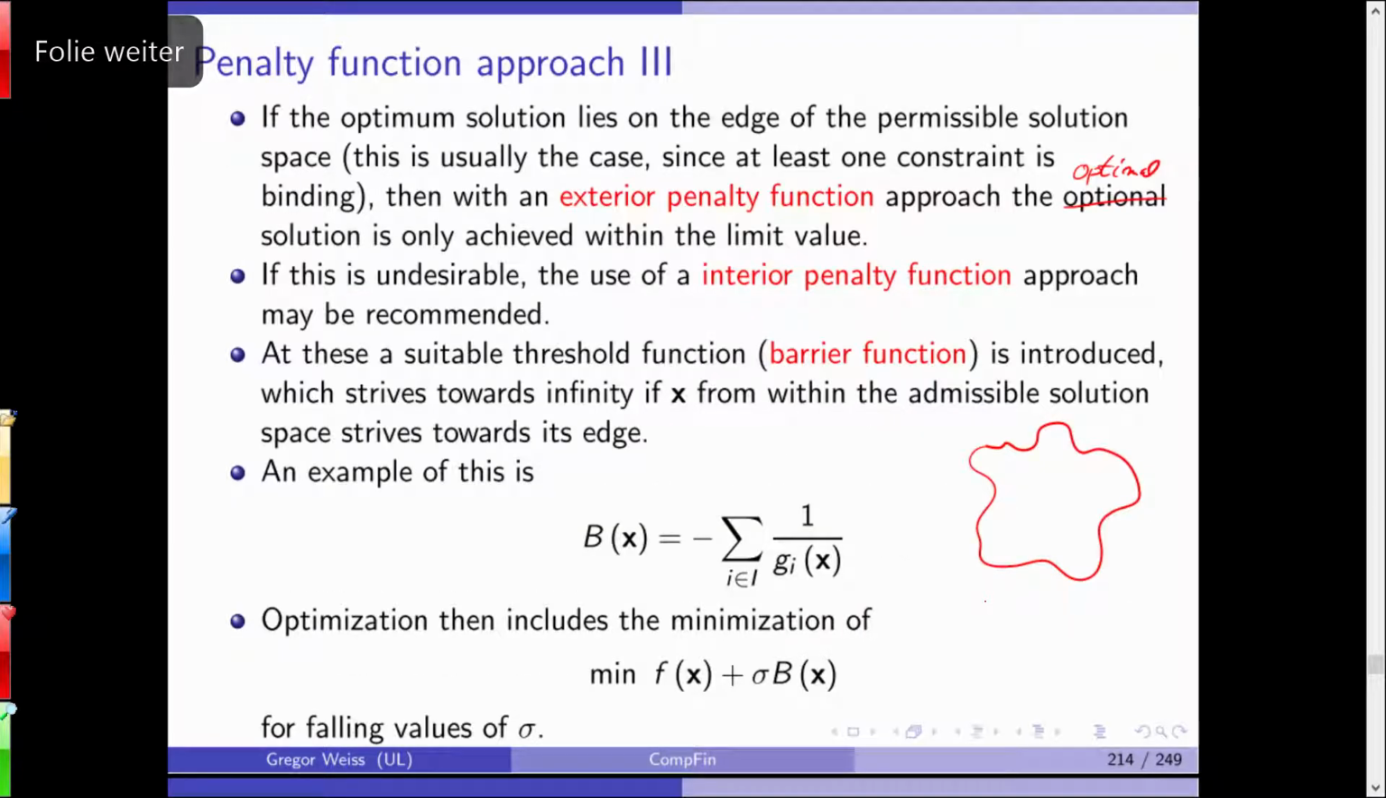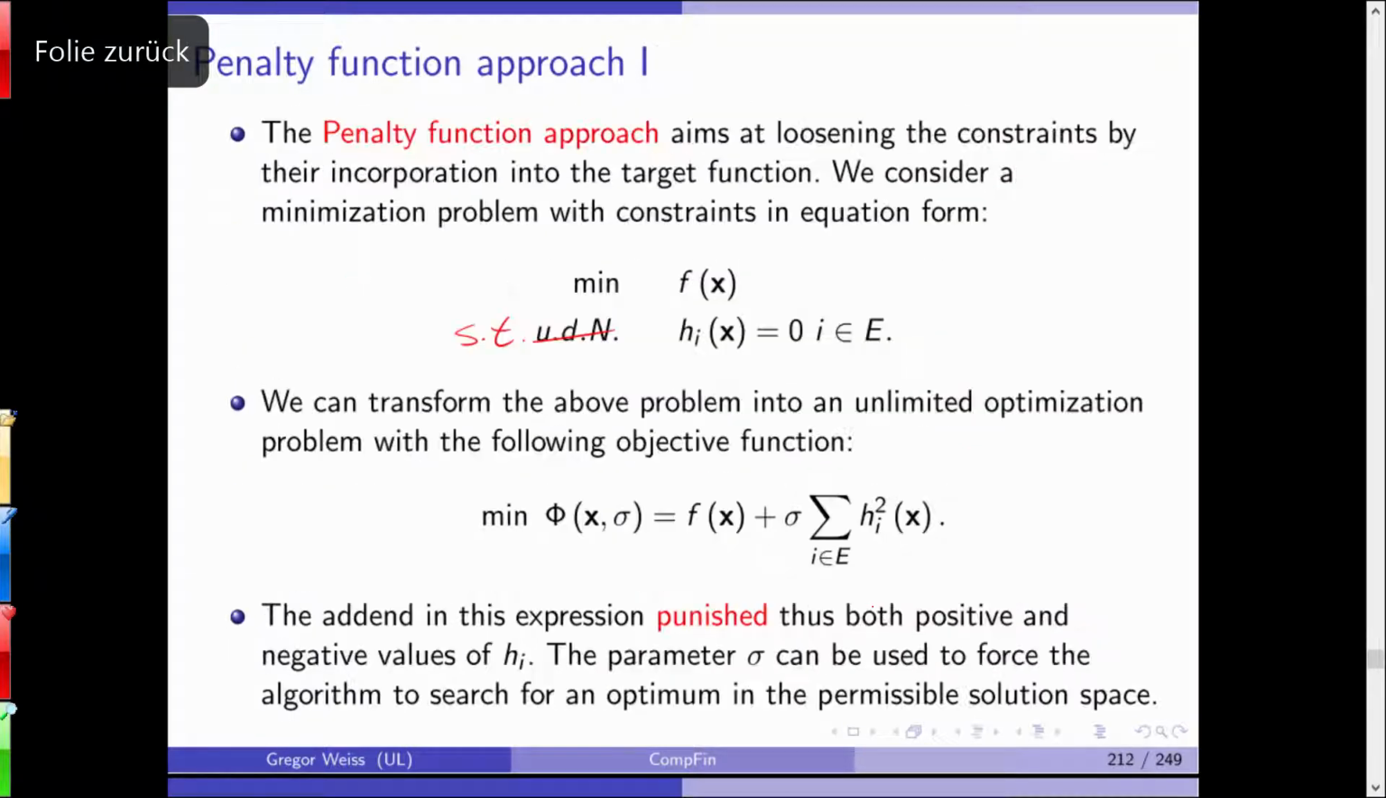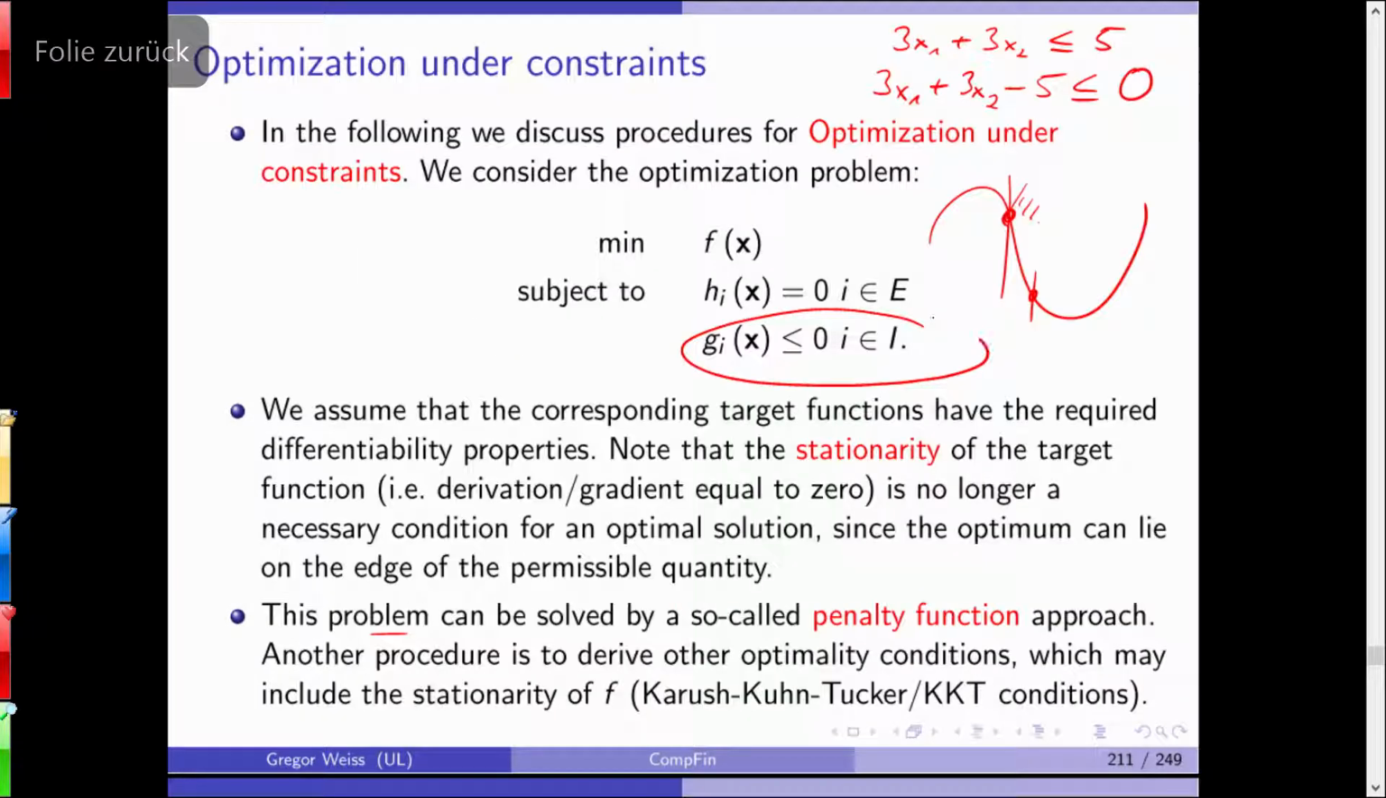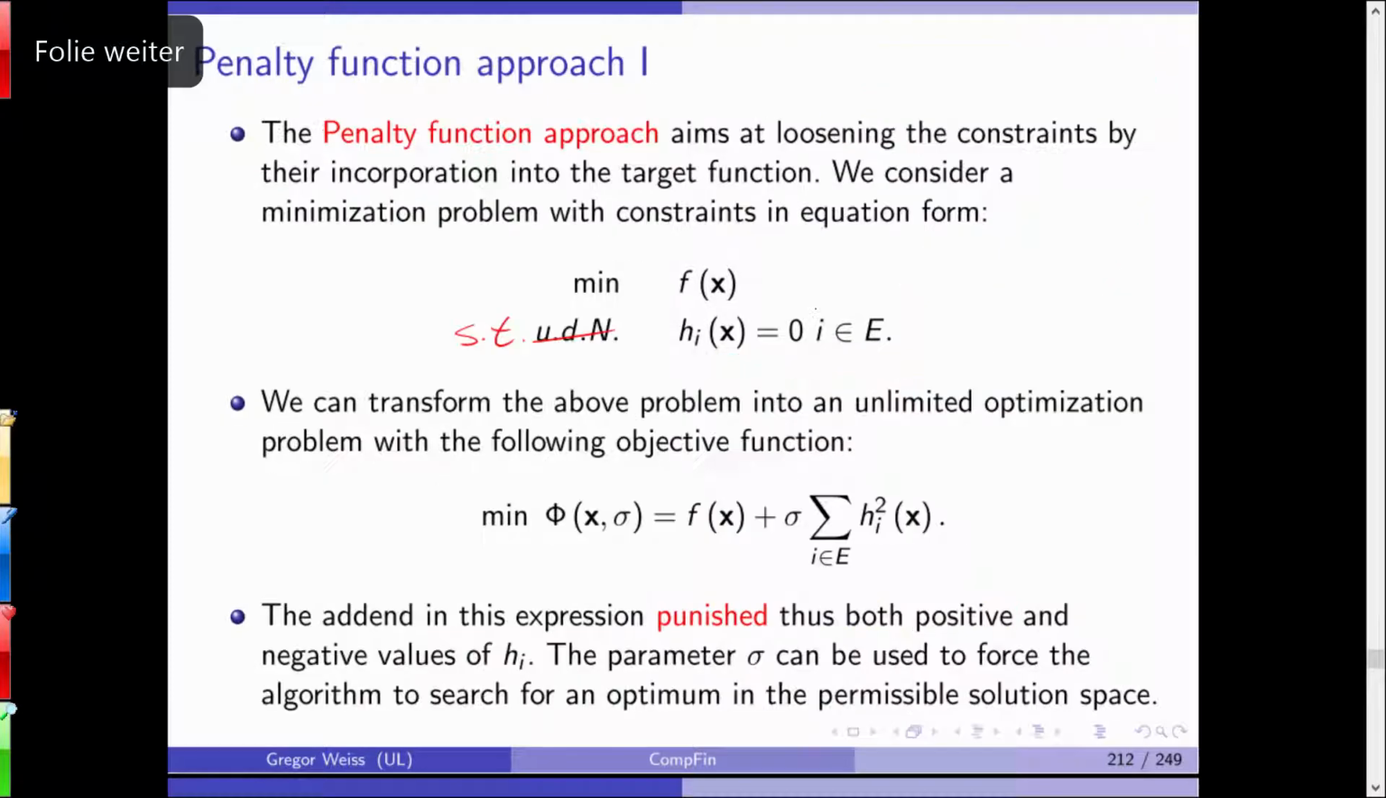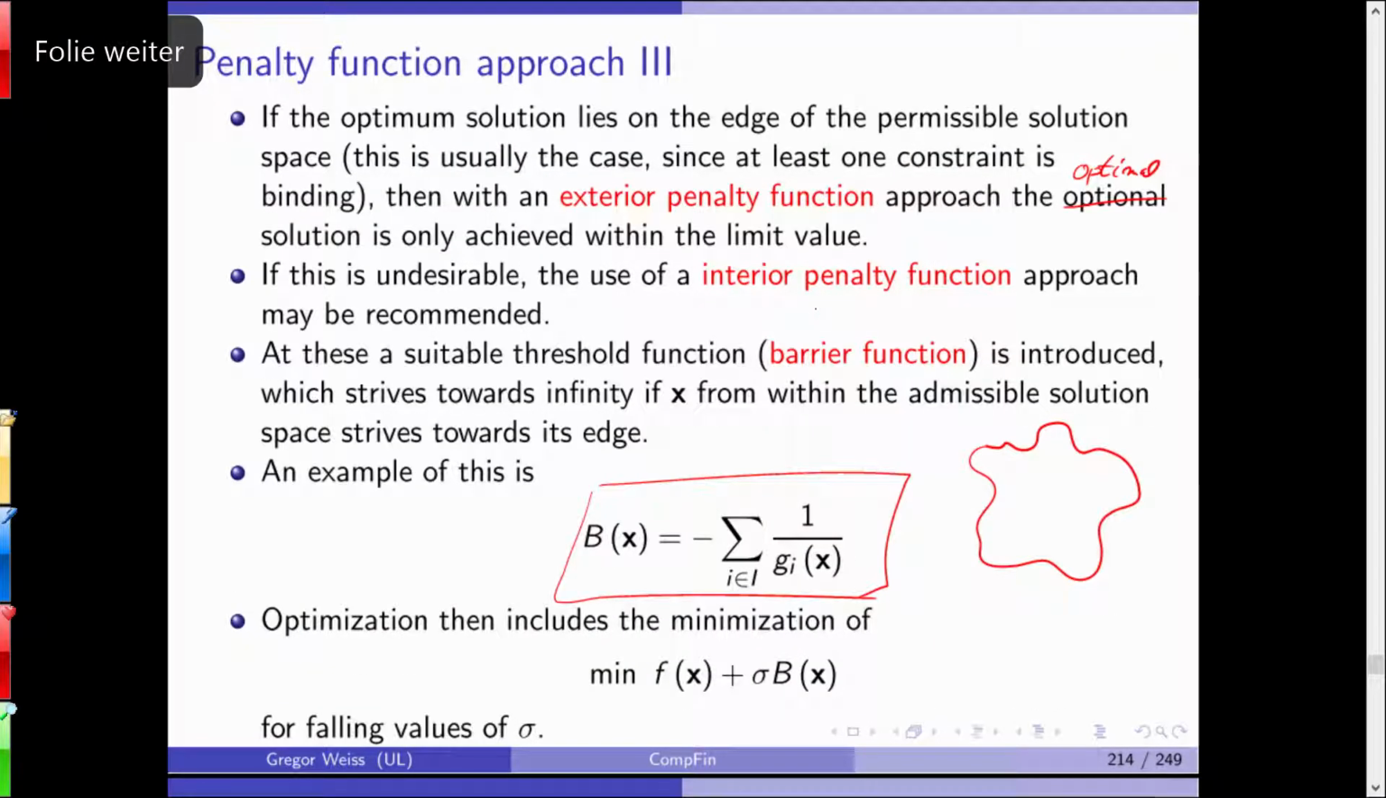Okay. Now, this is one example, and the g is, as you may remember, from the constraints in inequation form. And then you try to minimize f plus sigma times this function b for decreasing values of sigma. And this is also something you will try. You will not use a constant sigma, but you will try to increase or decrease sigma depending on the strategy you're following, whether it's an interior or an exterior penalty approach.